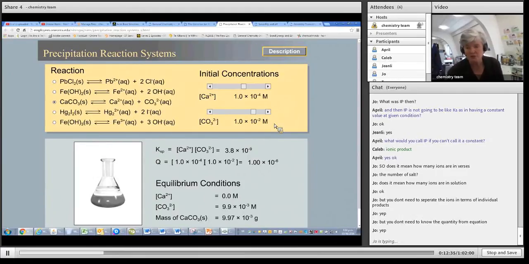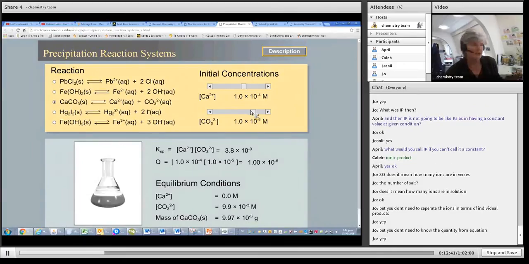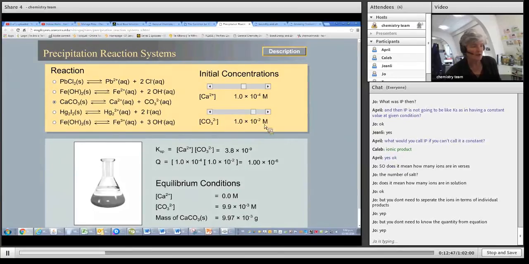mix these two solutions? So you know that the carbonate comes from the sodium carbonate, and there's 1 carbonate for every 1 sodium carbonate, so it's the same concentration. So that's what you substitute in there. And if this was a calcium chloride, then 1 calcium chloride gives 1 calcium ion, so you substitute that into there.